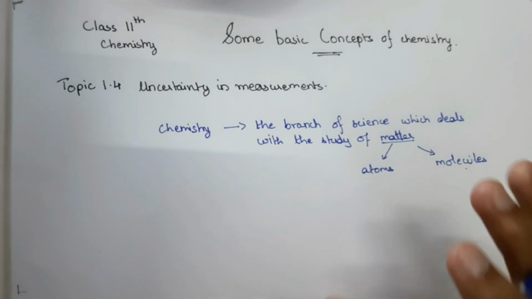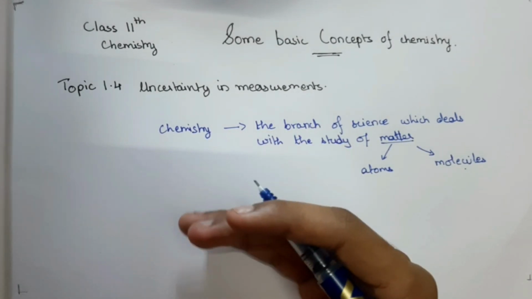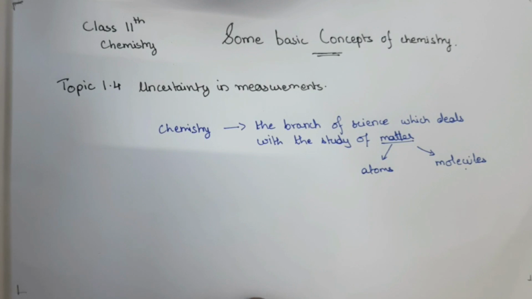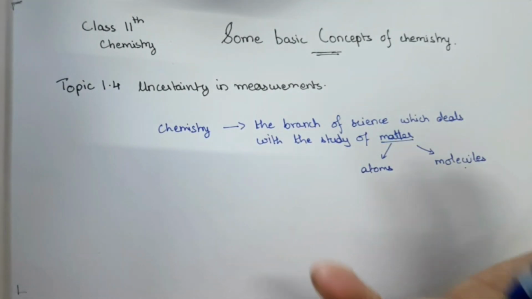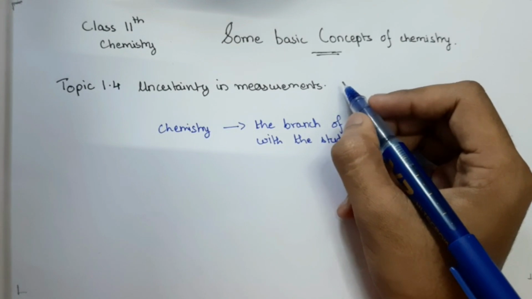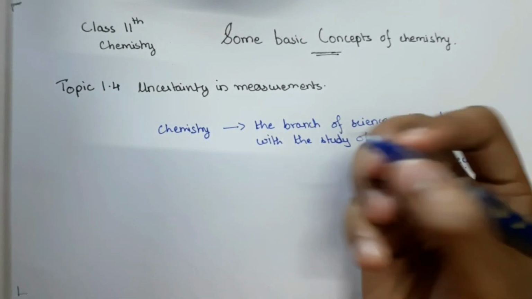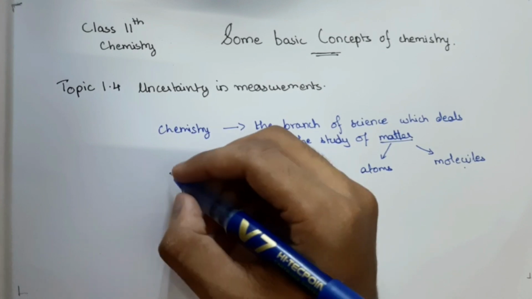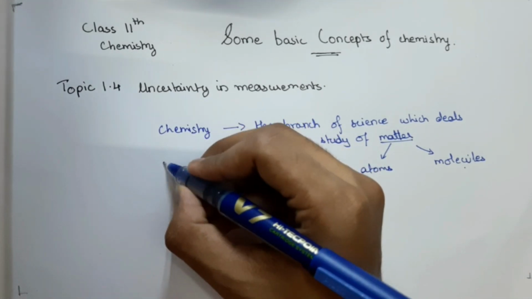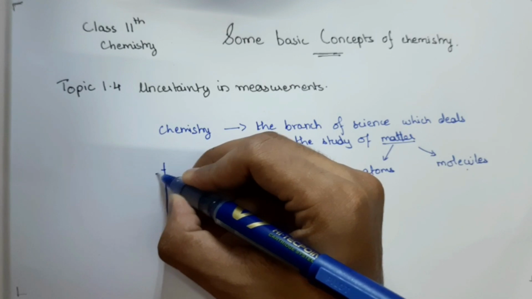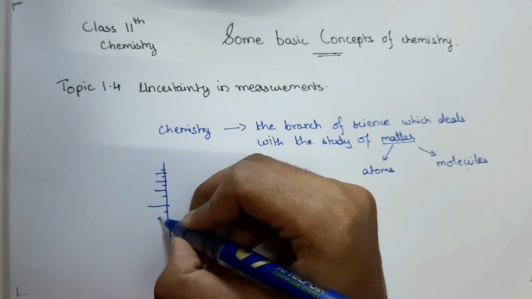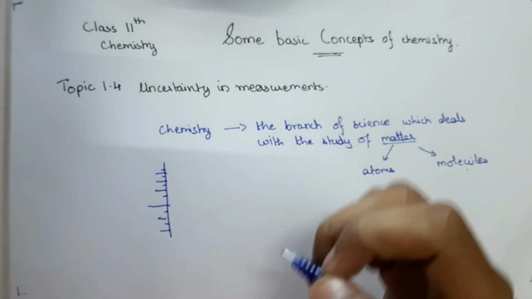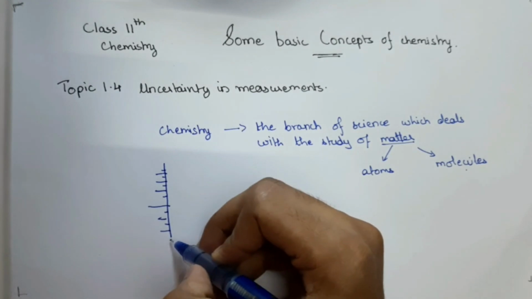So whatever is written in the NCERT till topic 1.4 is not that important for the examinations. So I'm going to skip directly to topic 1.4, which is uncertainty in measurements. Uncertainty in measurements is a very important topic, and what it means is that, let's say you have a scale or a ruler. The edge of a ruler looks somewhat like this, and there are markings made over here, right?